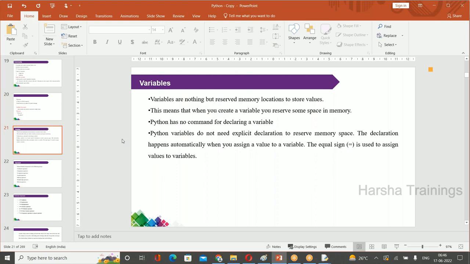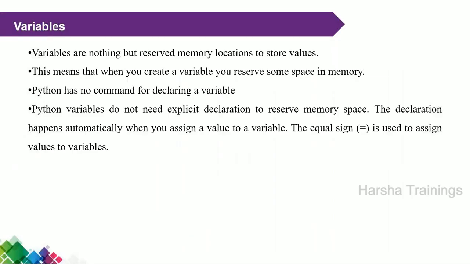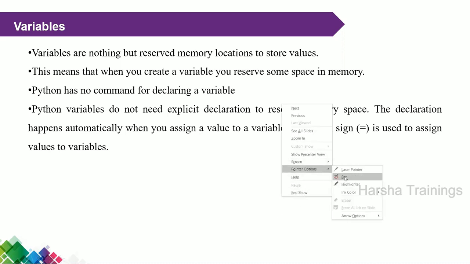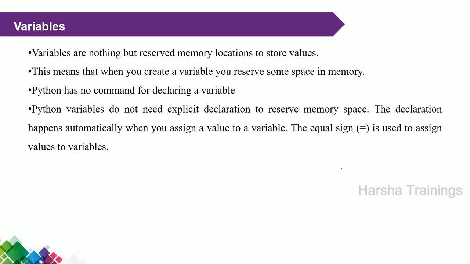Now the next one is variables. Actually, we know the concept of variables. How do you know? a is equal to 5, b is equal to 6. All those are generally called variables.